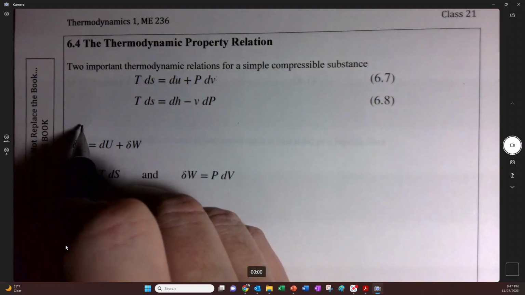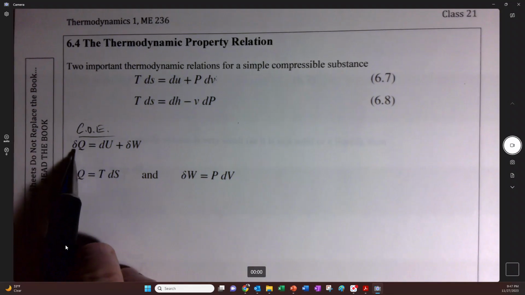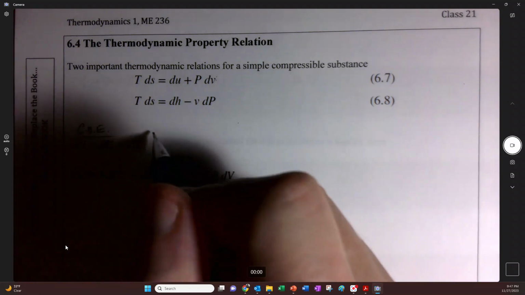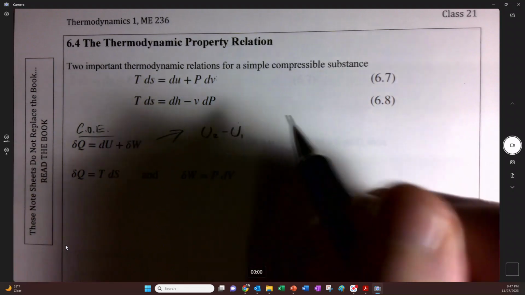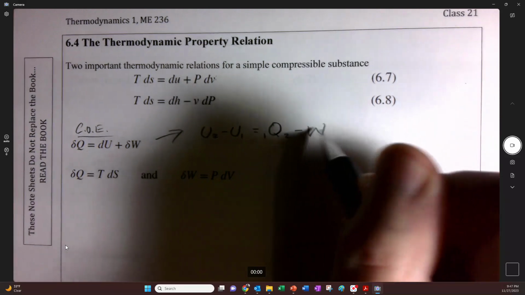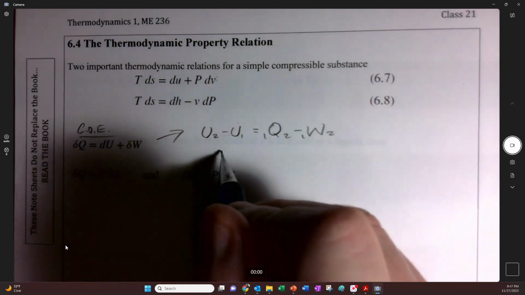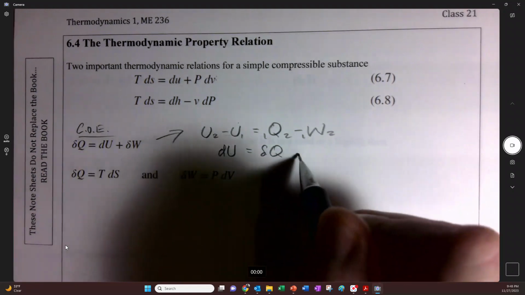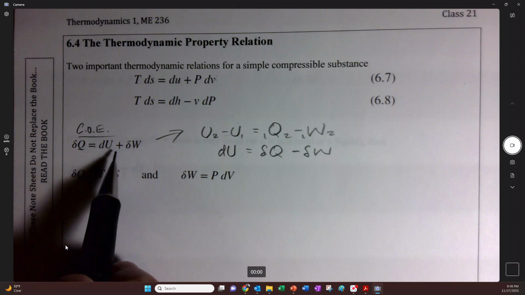First off, we're going to take the conservation of energy. In infinitesimal form, for consistency I prefer to write U2 minus U1 is equal to Q1 to 2 minus work 1 to 2. That's the basic equation. In differential form, dU is equal to del Q minus del W, and just rearranging, you'll see that we get the same thing.